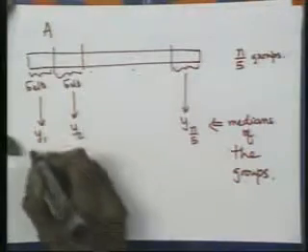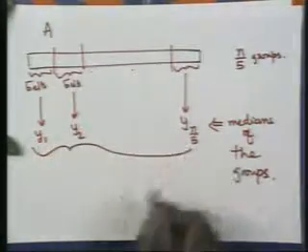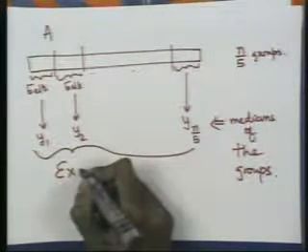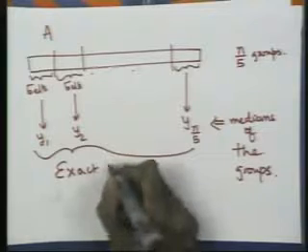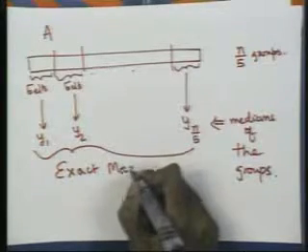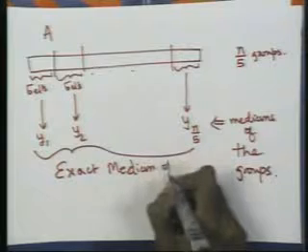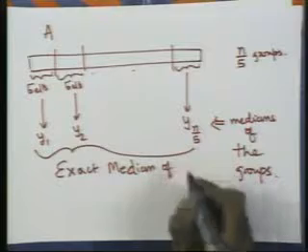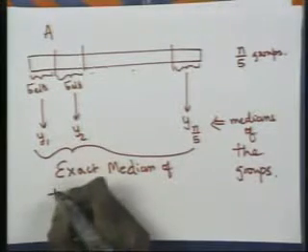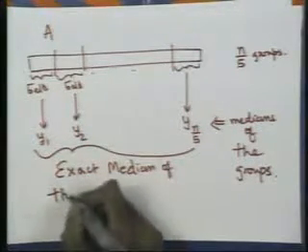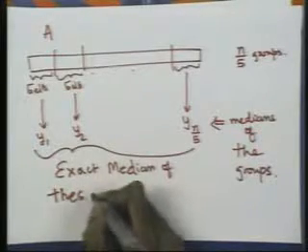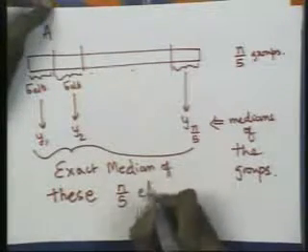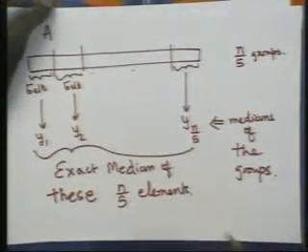Now the approximate median which we'll pull out is the exact median of these n by 5 elements. The approximate median that we will output is the exact median of these n by 5 elements. So let me repeat this again.